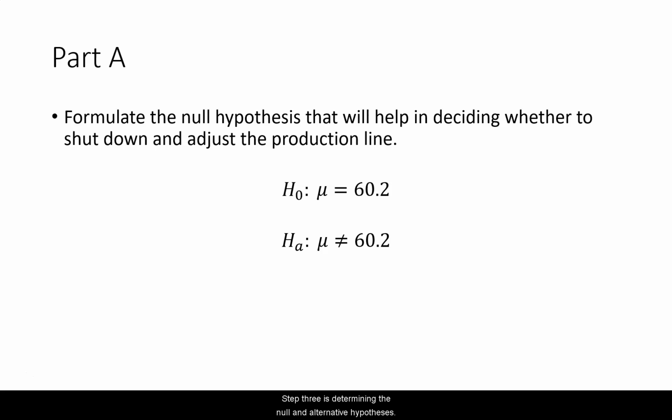Step 3 is determining the null and alternate hypotheses. The null hypothesis, as we discussed, is the claim with the equal sign in it. So in this case, mu being equal to 60.2 is going to be our null hypothesis. The alternate hypothesis is the claim without the equal sign. In our case, mu is not equal to 60.2, so that is going to be our alternate hypothesis.